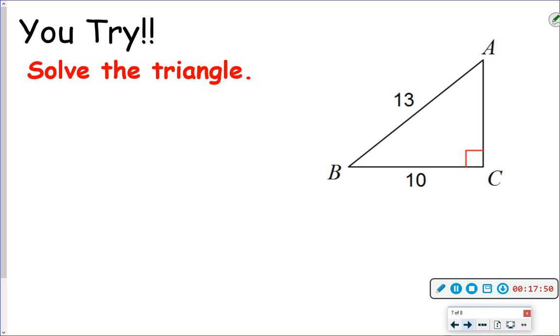So let's label what we're missing. We need the side across from B. We need angle A and angle B. So the things we need: side B, angle A, angle B. Let's just have that in the back of our heads. Now, you've got two sides on the triangle. Easiest way to find side B, get ready for it, I'd go old school Pythagorean theorem. Side squared plus side squared equals hypotenuse squared.